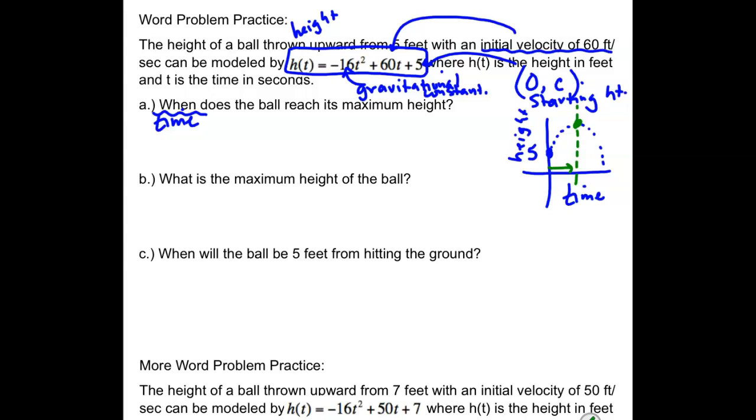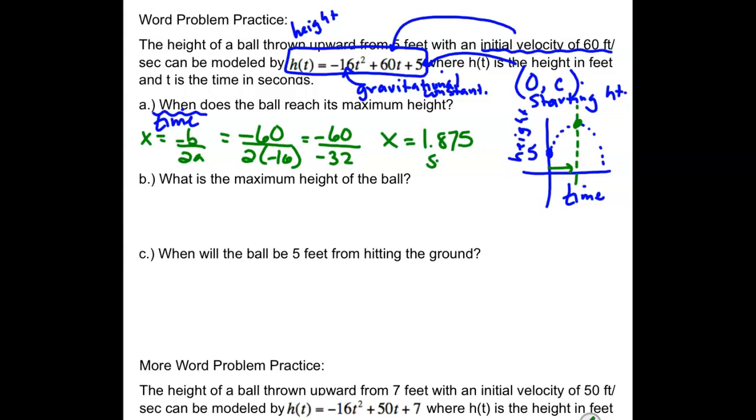All right, and we had the formula x equals the opposite of b over 2a. In this case, our b value is 60, so we want the opposite of that, negative 60. And our a value was negative 16. So we end up with negative 60 divided by negative 32. That's going to come out as a positive 1.875 seconds. So less than 2 seconds for it to reach its highest point.